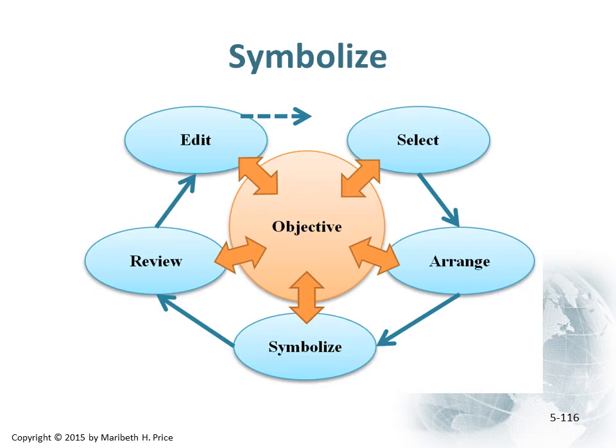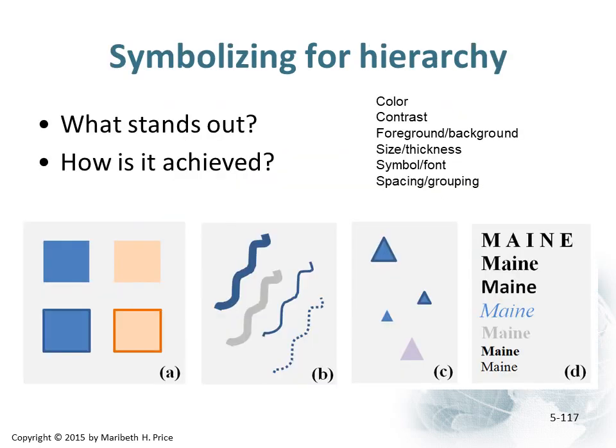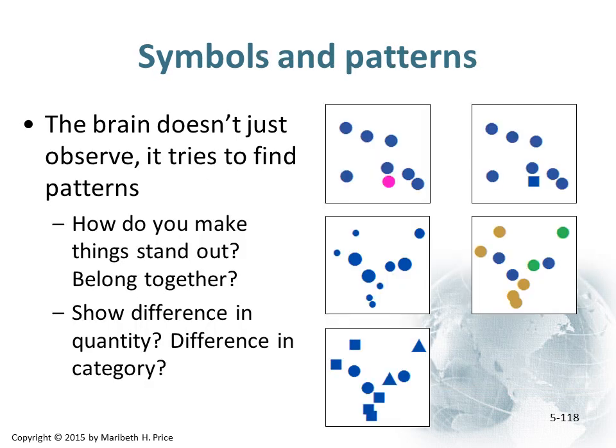Okay, back to the next one, symbolizing data. What stands out, how is it achieved? Think about the colors, the contrast, foreground, background, size, thickness, symbol, font, spacing, grouping. What are you doing with your data to make it appear more or less important, and are you conveying the message that you intend with the data that you're showing? Don't just use patterns that make sense, use techniques that make sense. You can put things together like different patterns and colors, but make sure what you're doing works and then it doesn't create a busy map that makes it difficult to read.